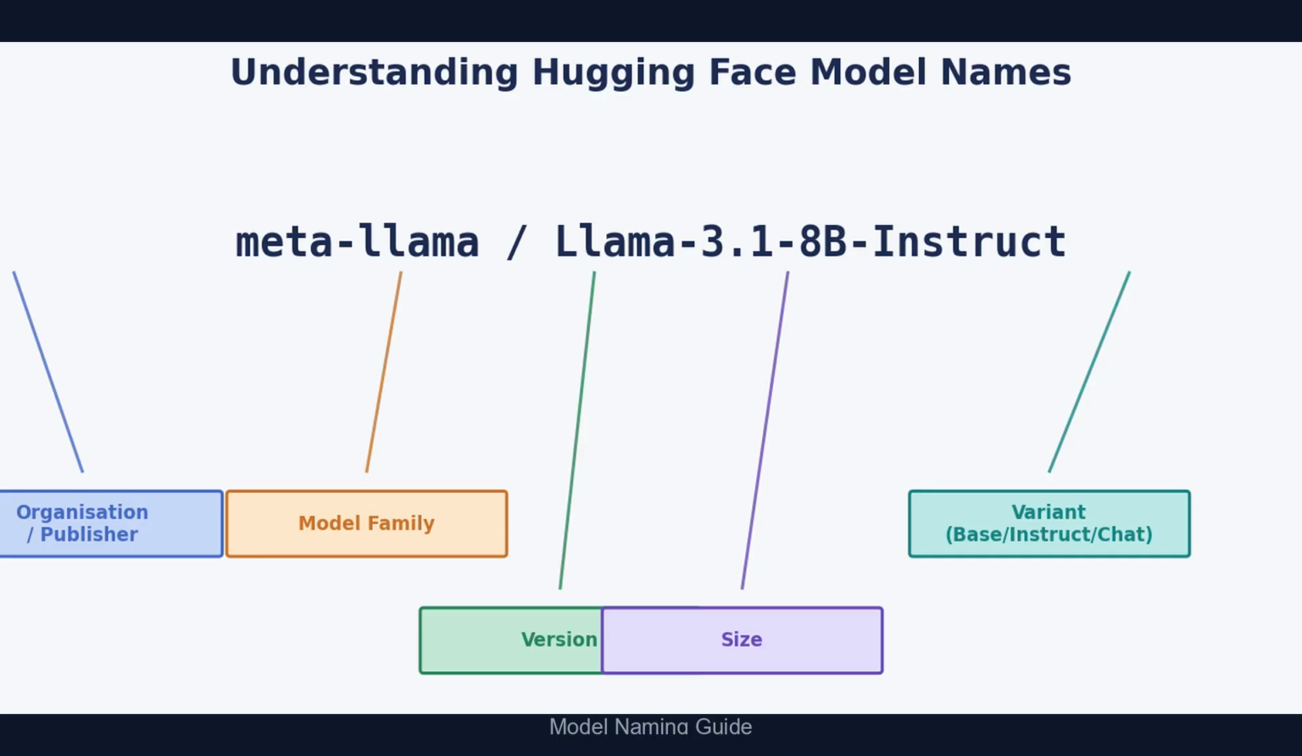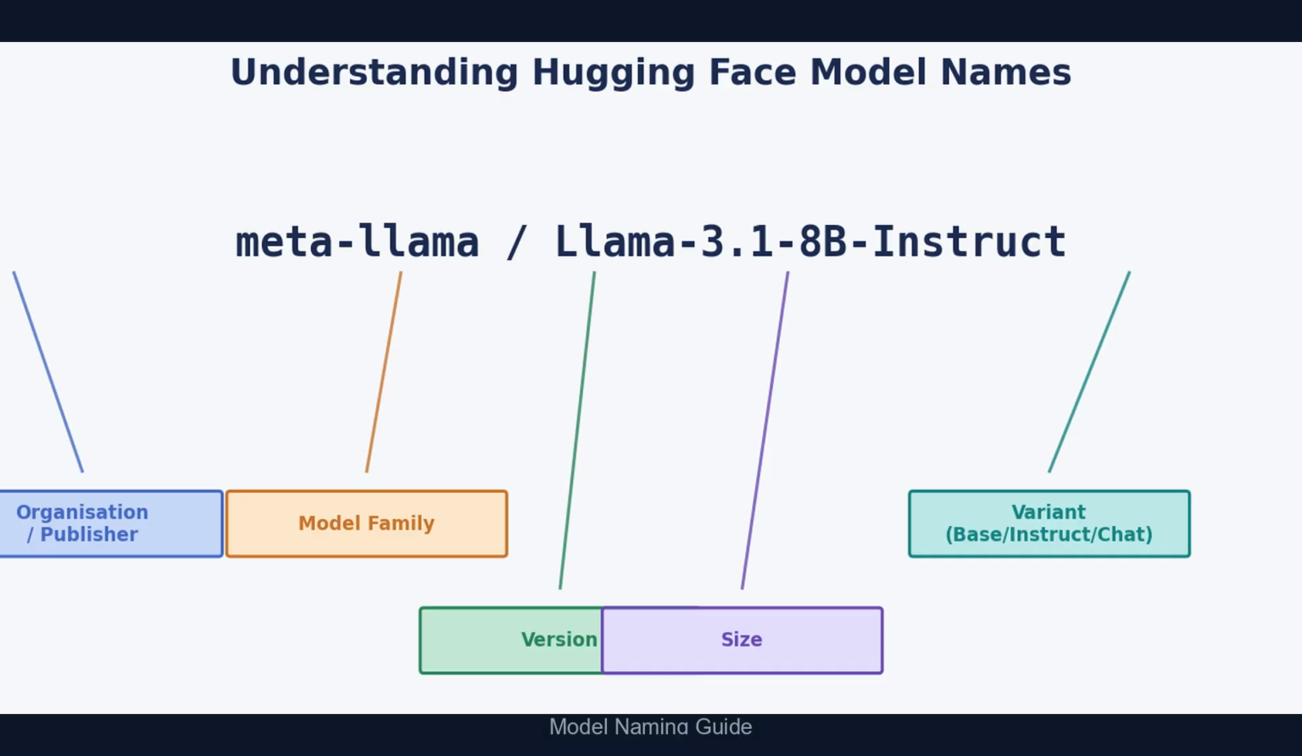This diagram breaks down the anatomy of a Hugging Face model name using Meta Llama's Llama 3.1 8B Instruct as the example. Reading left to right, the organization before the slash, the model family after it, then the version number, the parameter count, and finally the variant.